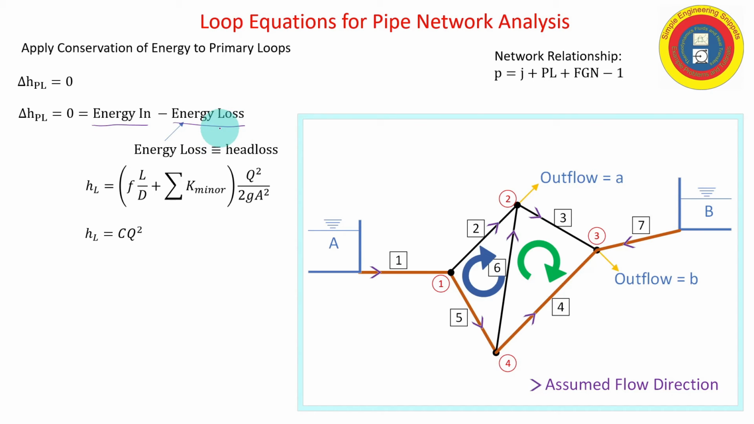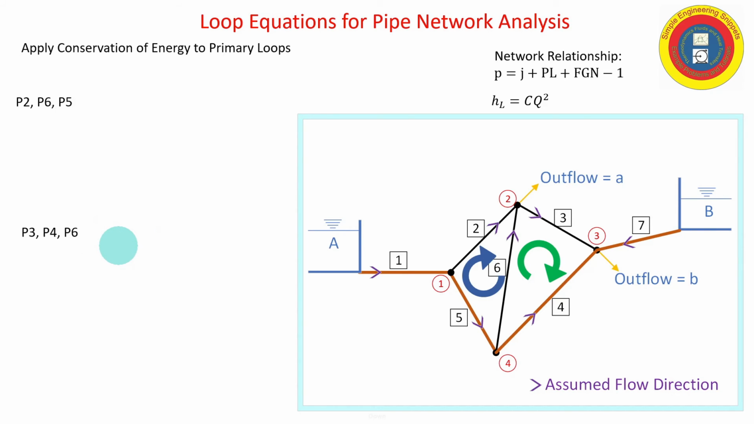And the equation for energy loss is typically the Darcy-Weisbach equation or the Hazen-Williams equation. There could be others. We're going to simplify that and just say our head loss is equal to some pipe coefficient C times the flow in that pipe squared. So we're not going to be defining what the coefficient C is in this video. Clearly you will need to when you actually solve it. But let's go ahead and apply conservation of energy to our 2 loops.